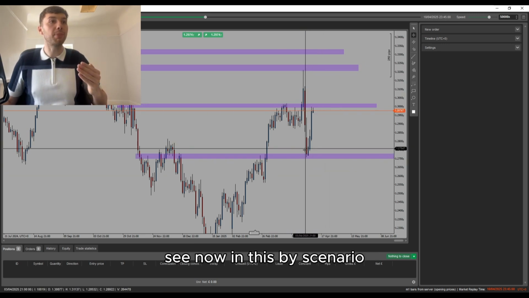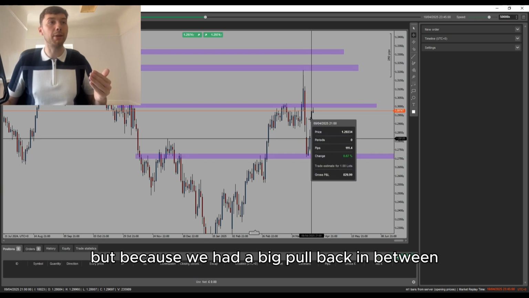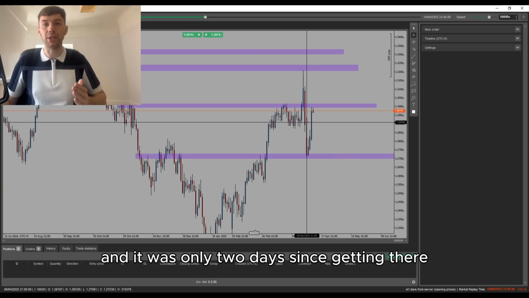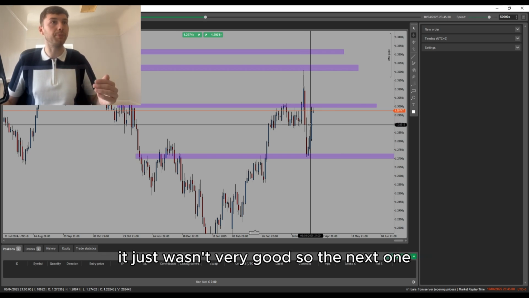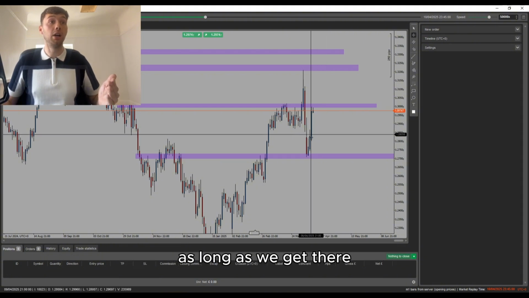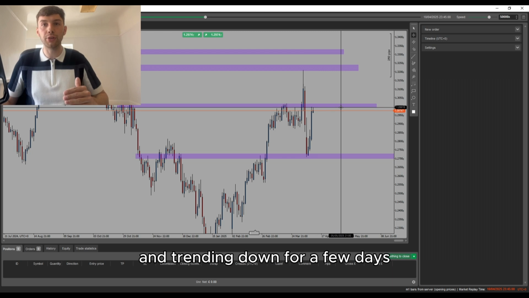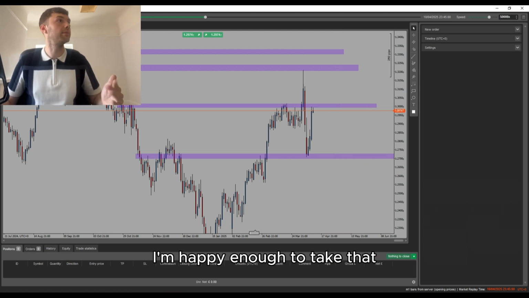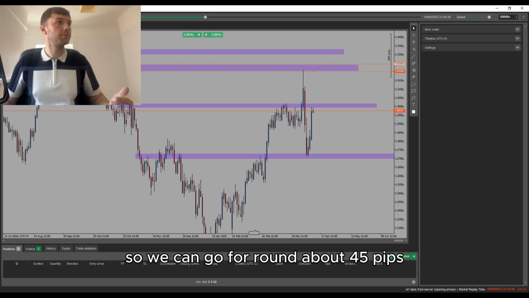See now, in this buy scenario, because it was again 500 pips moved down, but because we had a big pullback in between and it was only 2 days since getting there, it just wasn't very good. So the next one, as long as we get there without having a real pullback before it and trending down for a few days, I'm happy enough to take that. So let's go with that one. We can go for around about 45 pips, which I'm happy with.